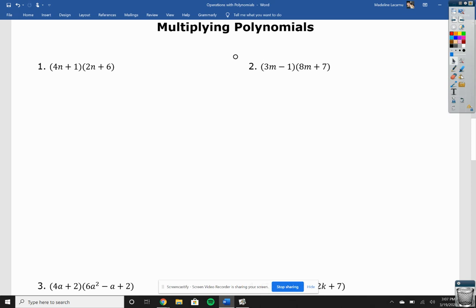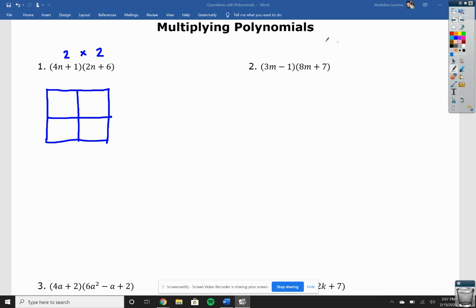So with multiplying polynomials, this is where we used our box method. So we first have to look at how many terms are in each of these. So 1, 2. A term is just this. So we just count 1, 2. There's 2 terms here. 1, 2. 2 terms here. So we need a 2 by 2 box. So I'm just going to draw that box. So you see 2 by 2.